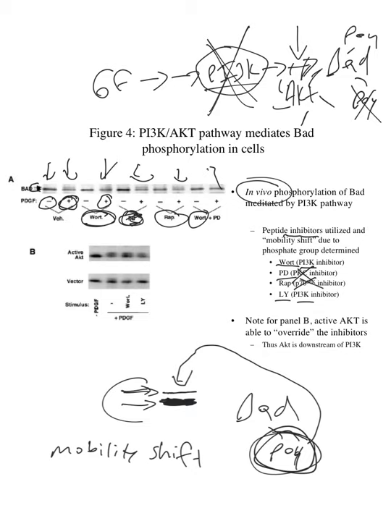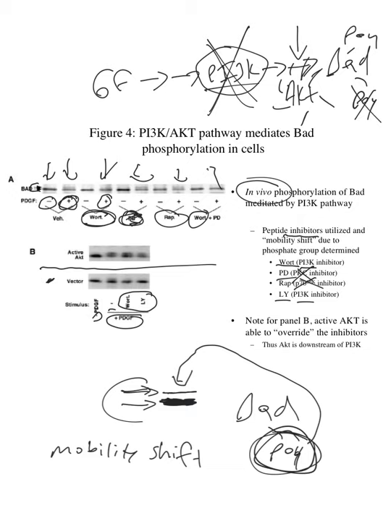So the way we run this experiment is we have our cells that we're culturing, we treat them with the inhibitors or not, and then we treat with the growth factor ligand or not. We make a lysate, we pull bad out, and then we look for the mobility shift. And let's take a look at what we see. And first we're going to focus on these data down here.